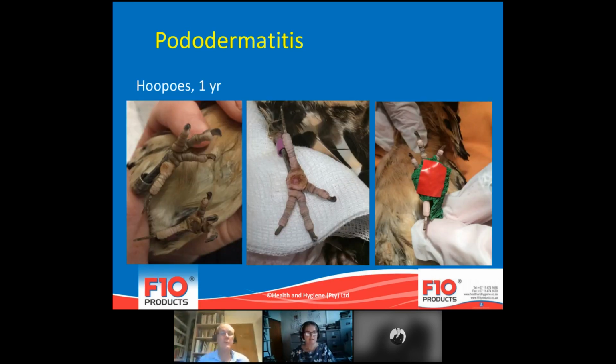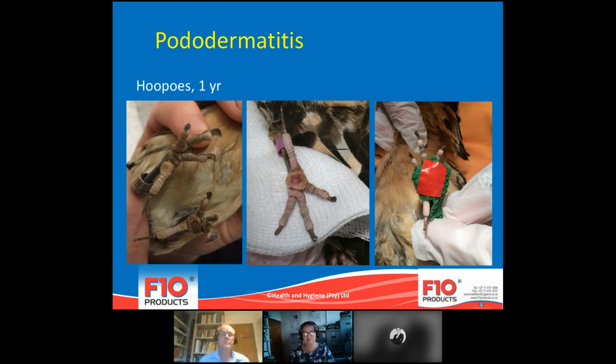So here we have hoopoes with more foot problems. Yep, so we do see pododermatitis obviously in other birds as well occasionally. This was a little bit unusual in that we had several hoopoes last year that were relatively young, and they all presented with different degrees of pododermatitis.